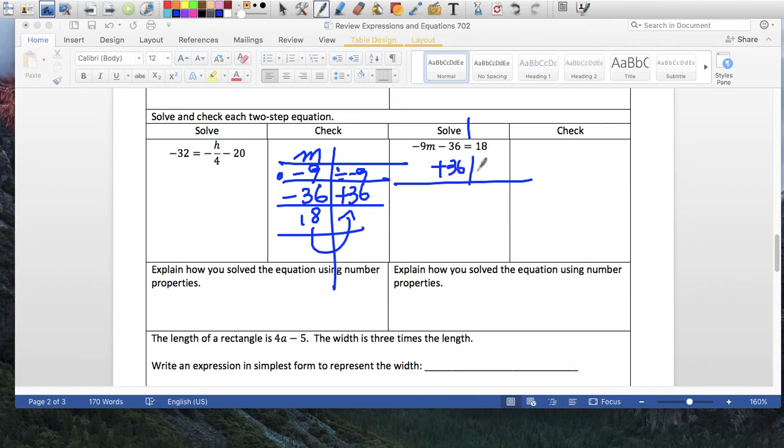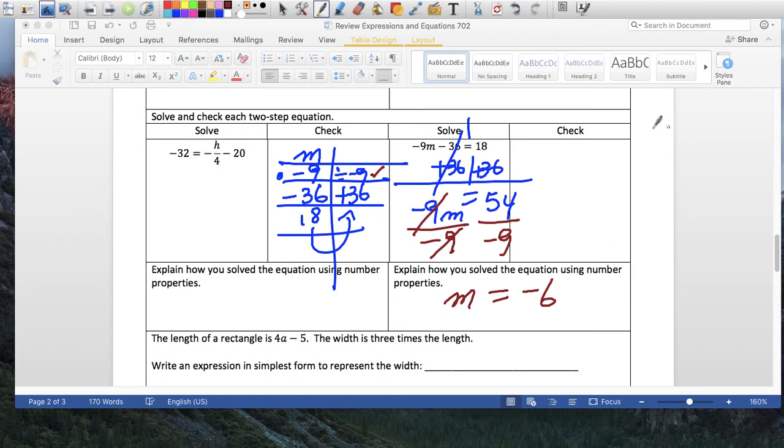Plus 36, plus 36. These two become 0. I'm going to bring -9m down. 18 plus 36 is 54. My second set of instructions says divide both sides by -9, and that's exactly what I'm going to do. -9 divided by -9 is +1, which multiplied by m is just m. 54 divided by -9 is -6, so that's my answer.